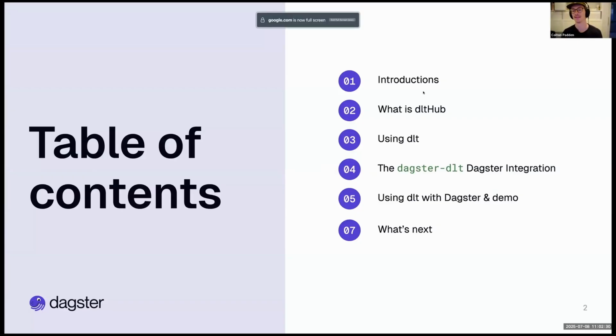Table of contents. First, we'll do introductions: me, Alex, Alena, and Aashish. We'll talk about what DLT Hub is and how you would use it. We'll talk about the inception of the Dagster DLT integration. Then Aashish will go into a demo of programming with DLT and how you would use it with Dagster. And then we'll briefly talk about what's next for Dagster and DLT and the integration.